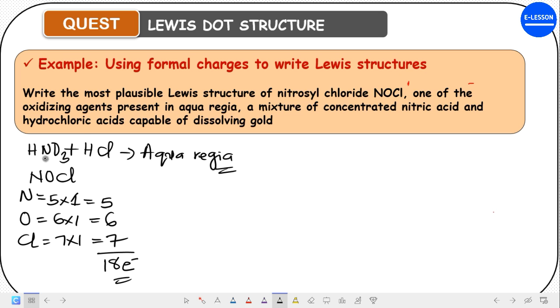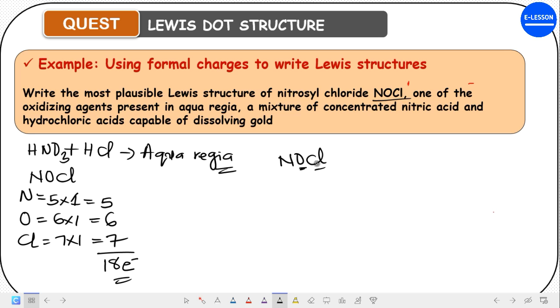Now the next thing is to bring out the structure of NOCl. Which of them do you think will be the skeleton? Which of them do you think will be the central atom? Now, in the periodic table, oxygen and chlorine have the same valence electrons in the periodic table. Are you getting it?